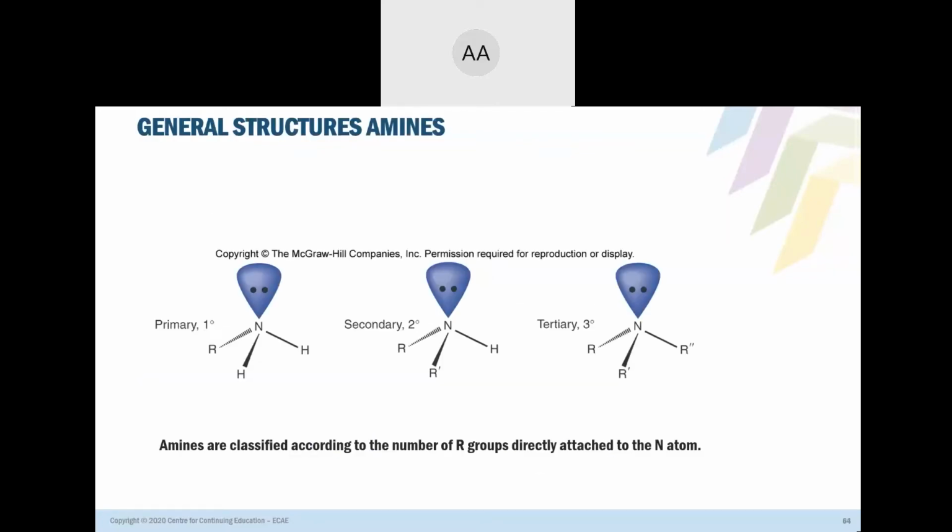The general structure. So when we study Cycle 3 chemistry, we know that functional groups affect the bond angles and therefore the chemical properties and physical properties of the chemical compounds that we come across. And amines are classified according to the number of R groups that they have. Remember, R groups are functional groups, which are directly attached to the nitrogen atom. There we have the examples shown very clearly to you. A primary amine has one R group attached to the nitrogen. A secondary amine has two R groups attached to the nitrogen atom. And a tertiary amine has three R groups attached to the nitrogen atom.